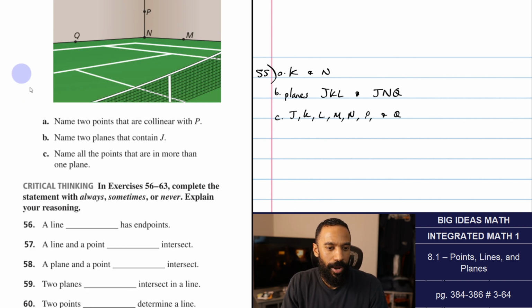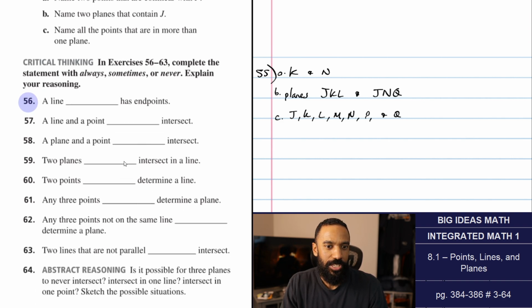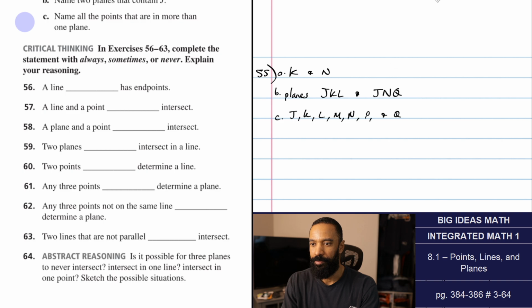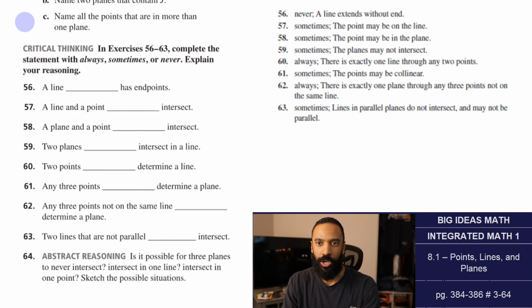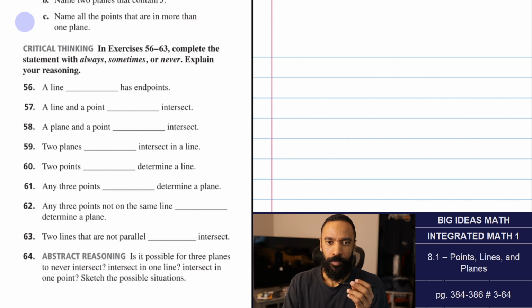All right, now we're on number 56. In exercises 56 to 63, complete the statement with always, sometimes, or never. Explain your reasoning. Okay, what I'm going to do is copy paste this whole set so I have it on this side. Oh, this might crash. Hold on. Oh, it just crashed. Give me one moment here, okay? Let me address that.